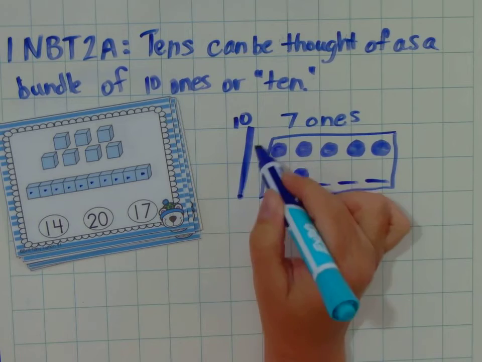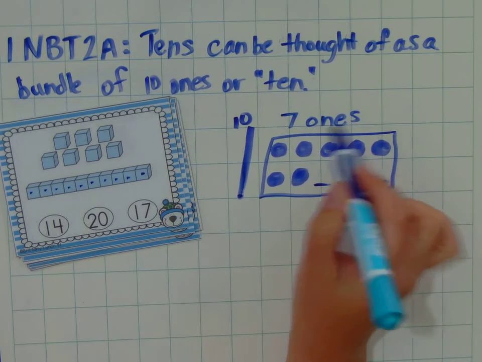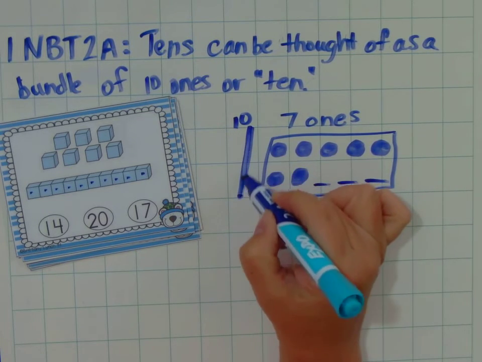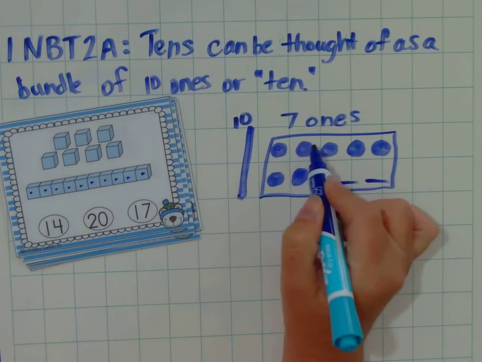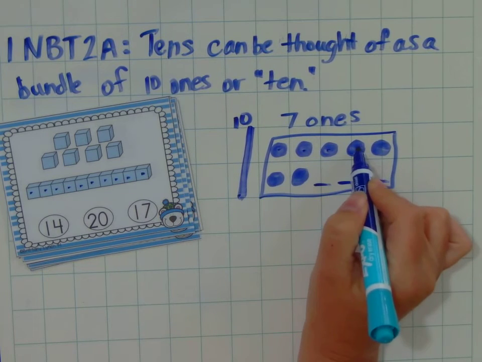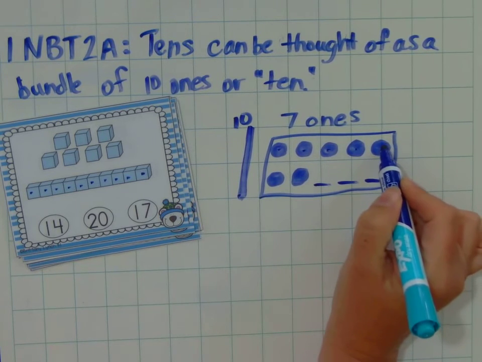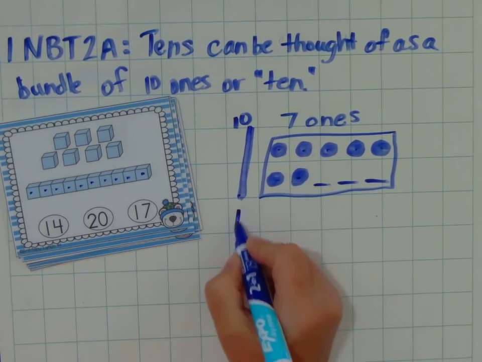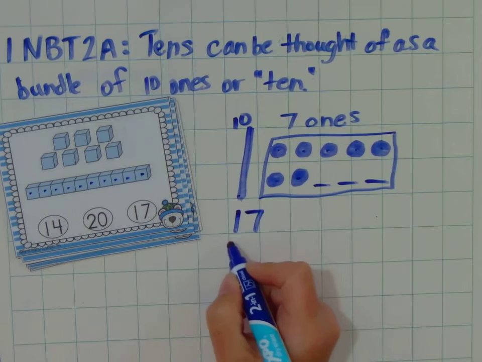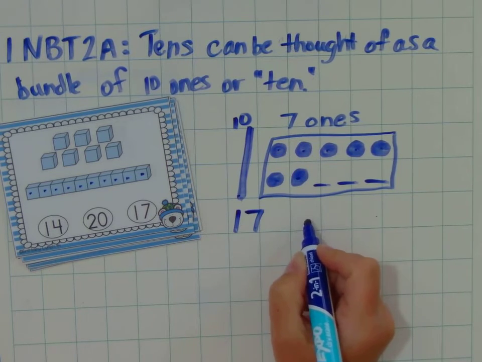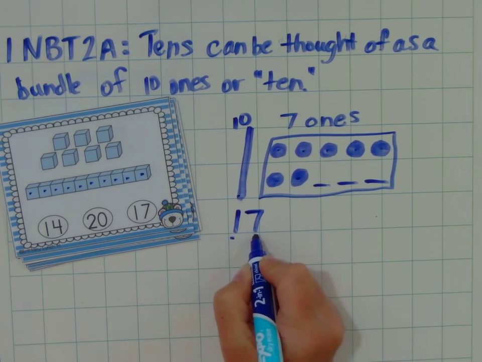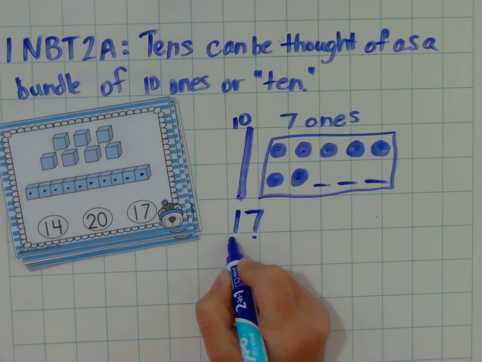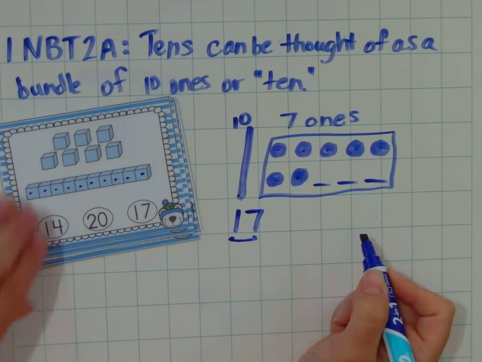Let's count from 10 and count on with the 7 ones. 10, 11, 12, 13, 14, 15, 16, 17. We have 17, 1 ten and 7 ones. 17. This is a teen number.